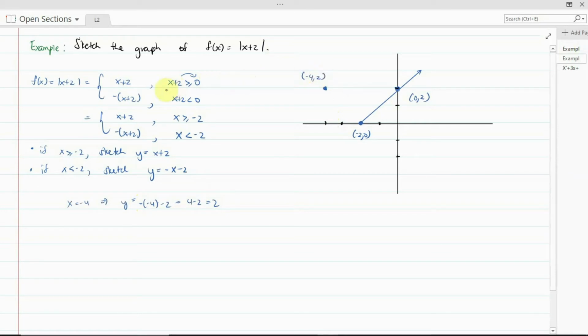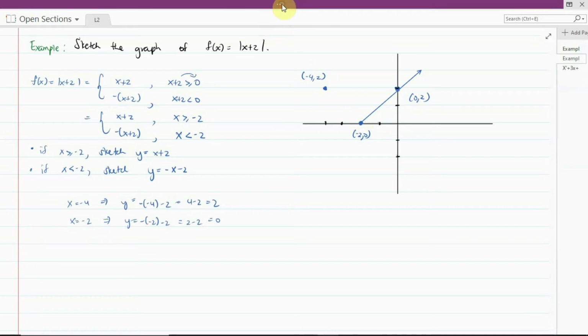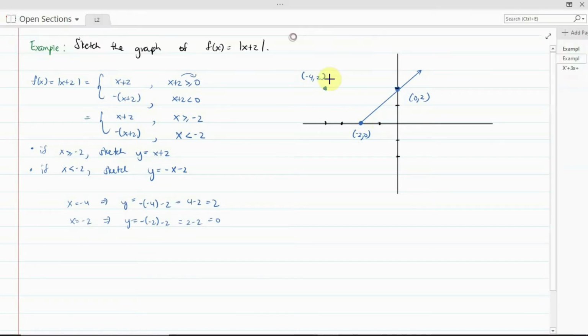What's another point? When x is negative 2, ano si y? It's negative of negative 2 minus 2. 2 minus 2 or 0. So etong point na to. Tapos, connect lang natin silang dalawa. Connecting the two, we form this line. And this is the graph of your f of x equals absolute value ng x plus 2. Okay?